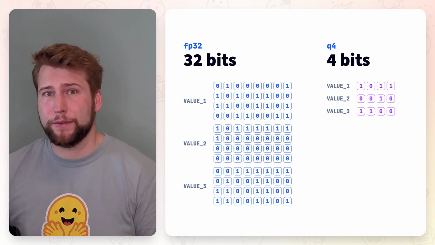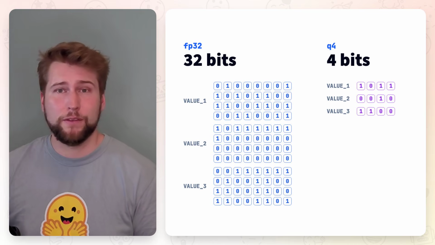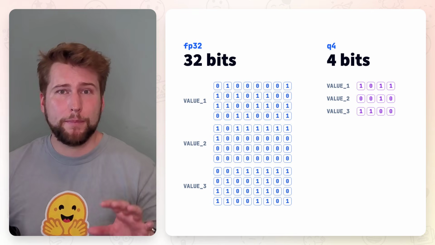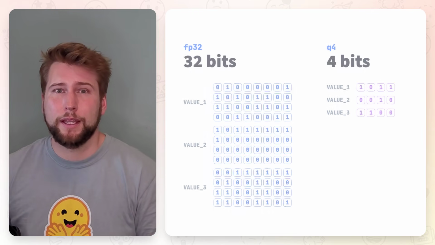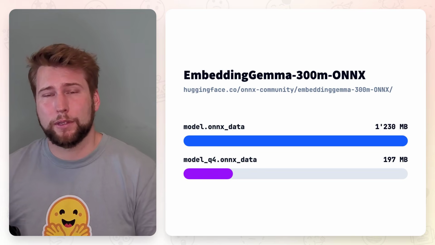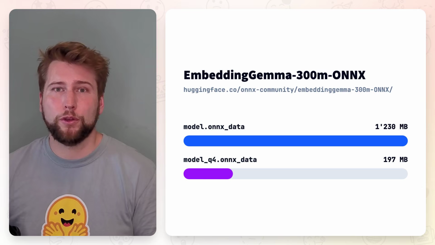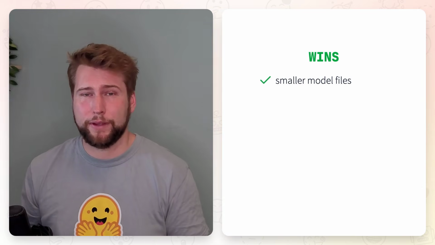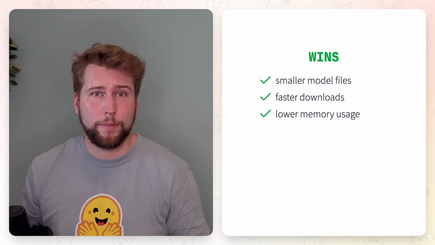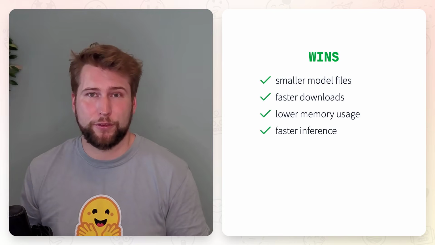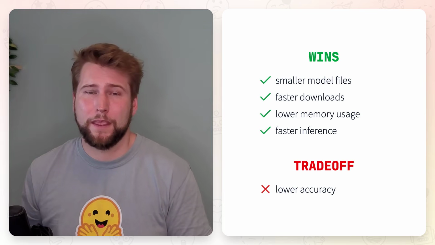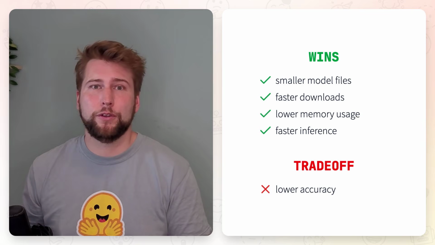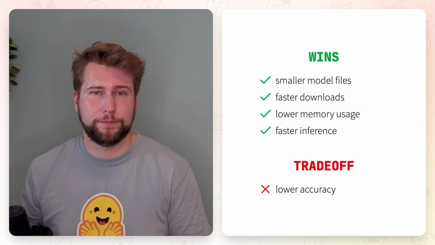With 4-bit precision, each value gets only 4 bits. So we remap numbers into a much smaller set of possible values. That's why quantized models are more compact, but also less precise. The benefit is usually smaller model files, faster downloads, lower memory usage, and often faster inference. The trade-off is that you can lose accuracy, so the best choice depends on your task and quality requirements.